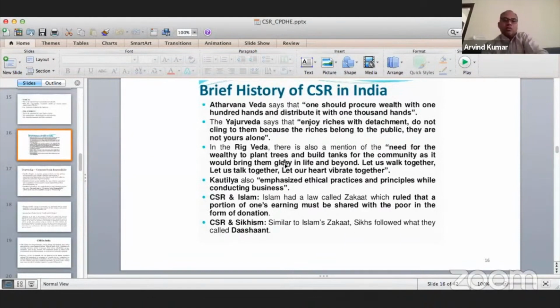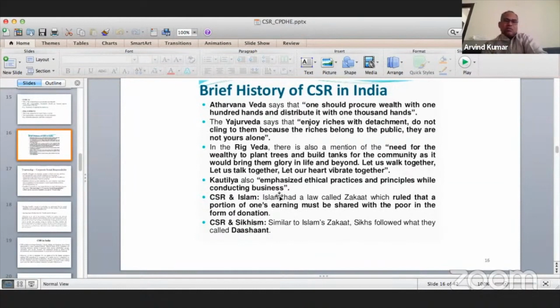Here I would also like to quote Kautilya. Kautilya emphasized ethical practices and principles while conducting a business. Kautilya is very popular for his political thought, and he is also very popular for his economic thoughts. So here I am just sharing with all the august audience about his economic thought.